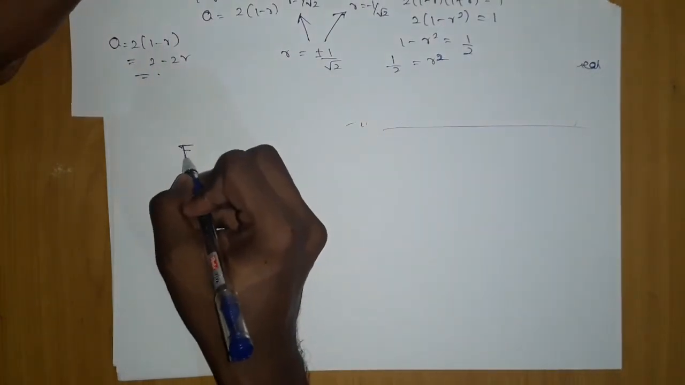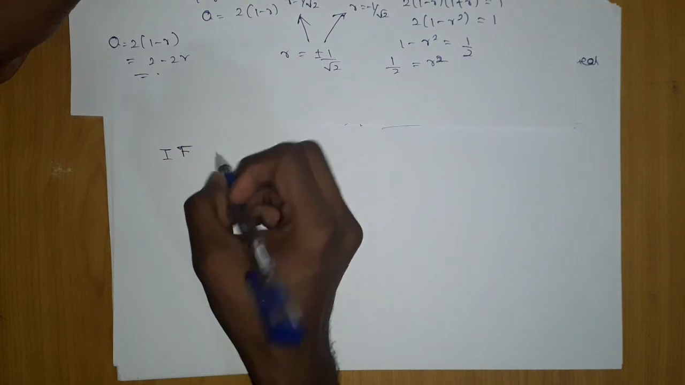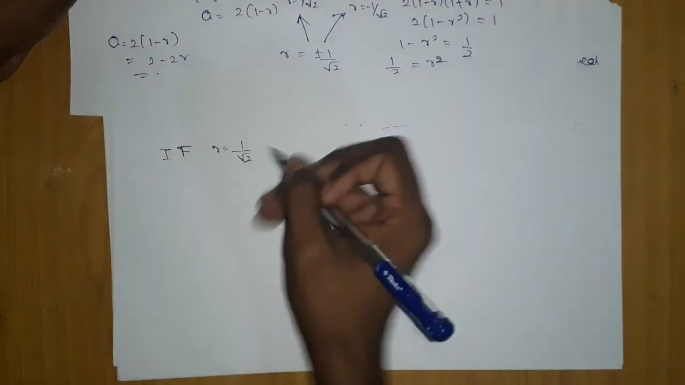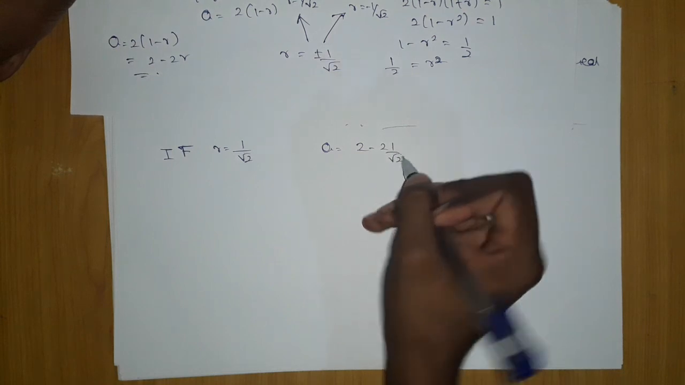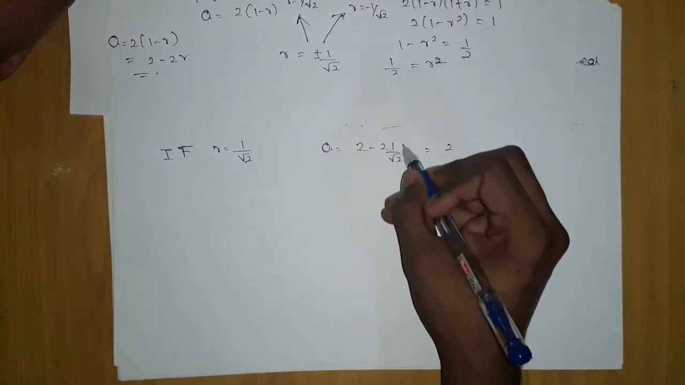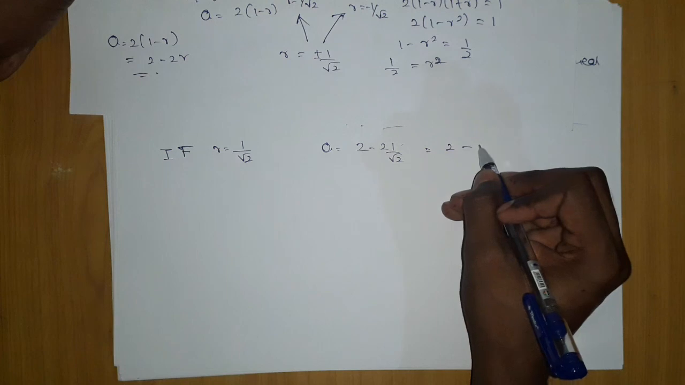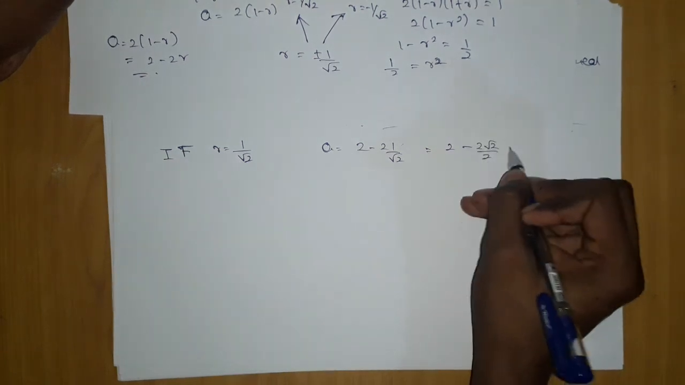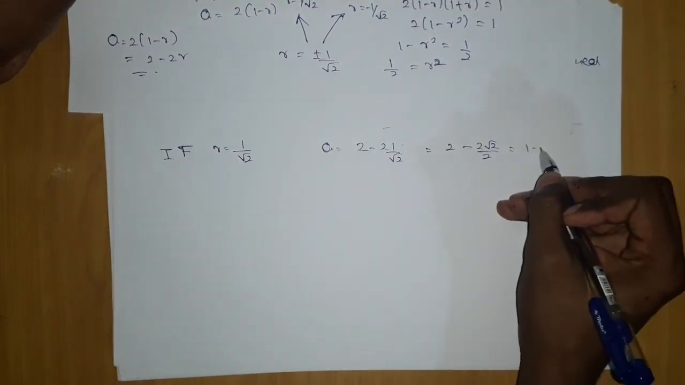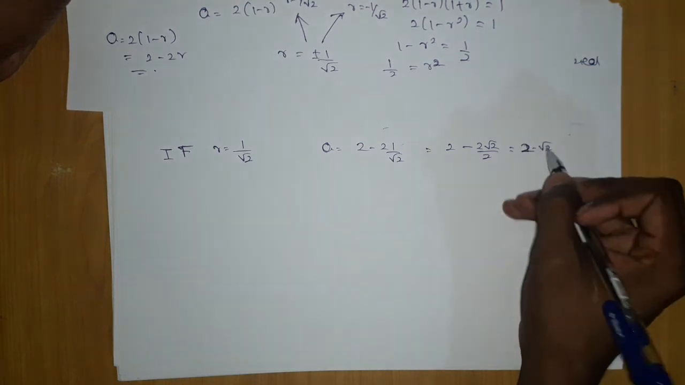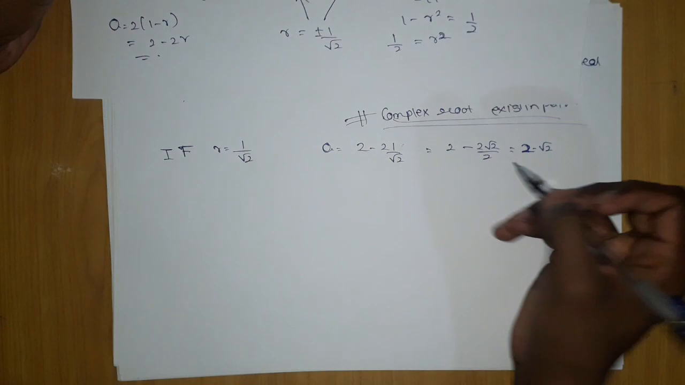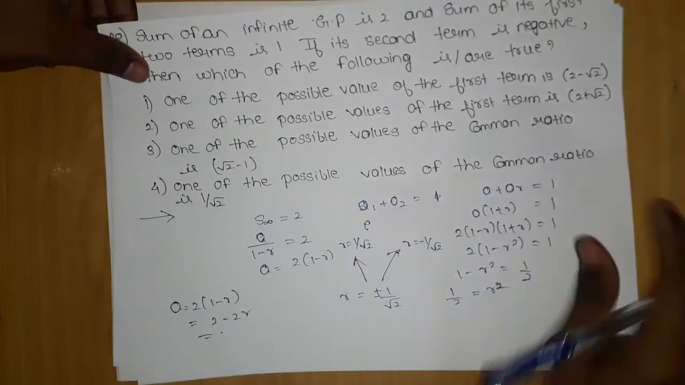If r is equal to 1 upon root 2, positive, then a will be 2 minus 2 into 1 upon root 2. I will rationalize this, multiply and divide by root 2, which gives 2 minus 2 root 2 upon 2, which is 2 minus root 2. So option one, a possible value of the first term, is 2 minus root 2.